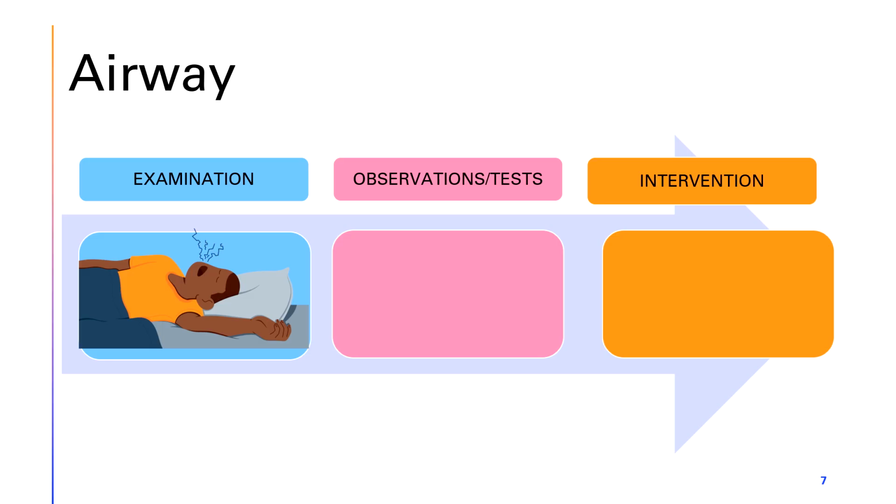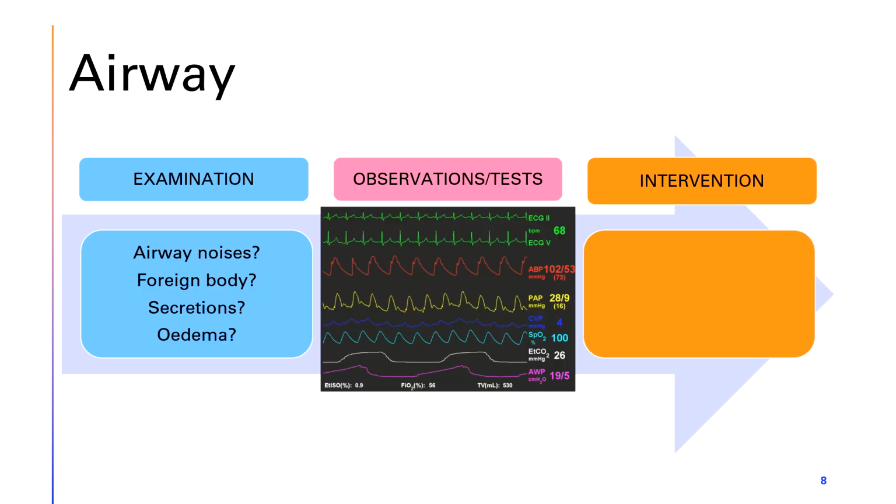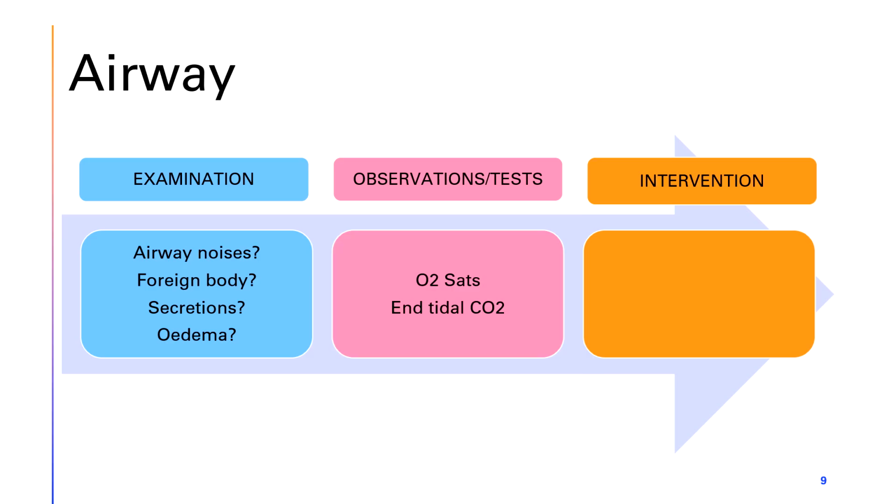So firstly, if we look at our airway, on our examination, we're listening for airway noises, so any added sounds, any stridors, any obvious foreign bodies, secretions or edema that might be blocking our airway. If the patient is talking to you, then that's great, the airway is patent. In terms of the observations, we might want to have a look at our end tidal CO2 if we have one available, as that will give us a good indication as to whether the patient is maintaining their own airway. You could also have a quick look at the O2 sats as well.